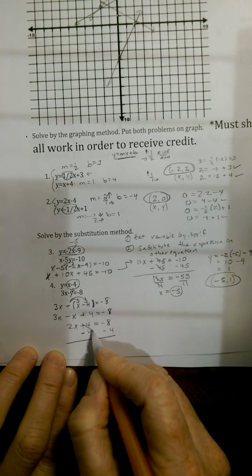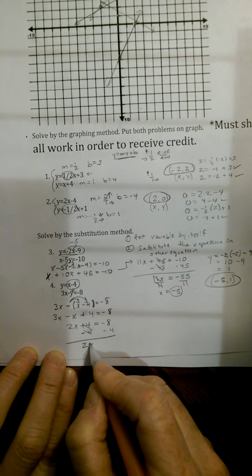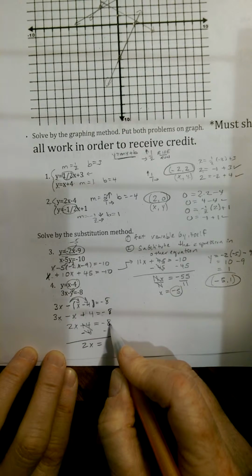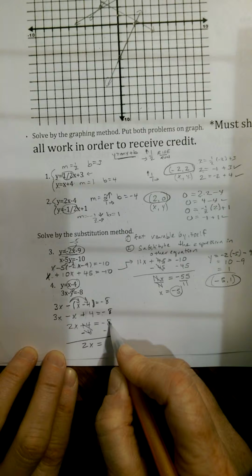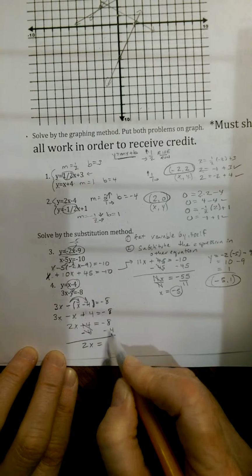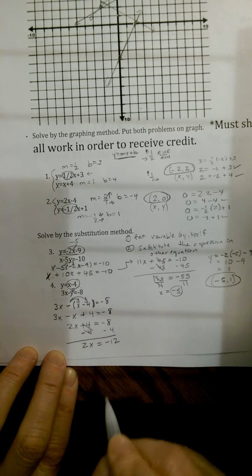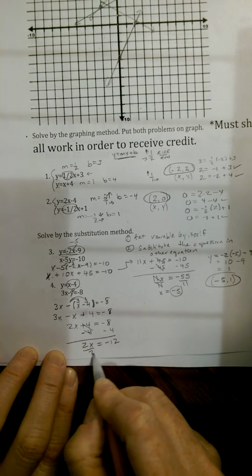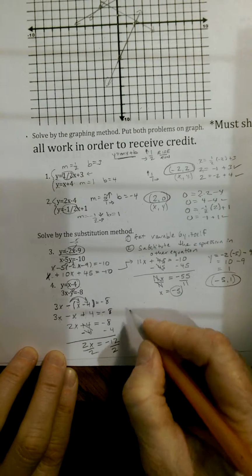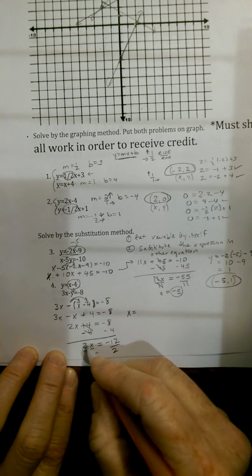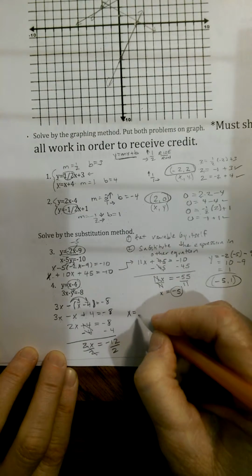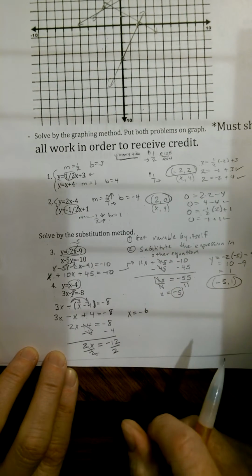And so when I do that, that 4 goes away, and I only have 2x left. Now I have to figure out, okay, negative 8 plus negative 4, that's the same as negative 12. And my last step is dividing. And I get x equals negative 12 divided by 2 is negative 6.